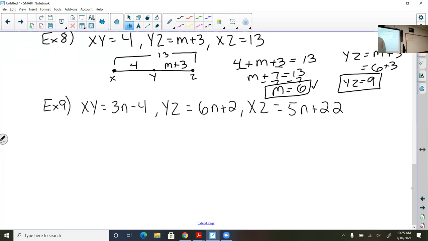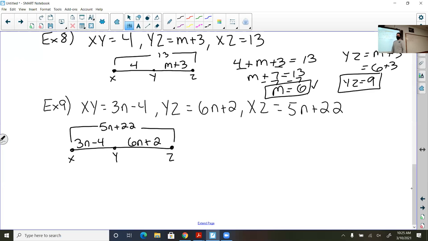And the last one. Like I said, this was definitely the more challenging one. You'll see on your homework that I did not give you one this challenging. But it really tests your algebraic skills. A lot of unknown theoretical stuff. But the process is the same. I'm going to take the first segment, add it to the second segment, and set it equal to the entire thing. So 3n minus 4 plus 6n plus 2 is equal to 5n plus 22. Now, this is a multi-step equation with variables on both sides.